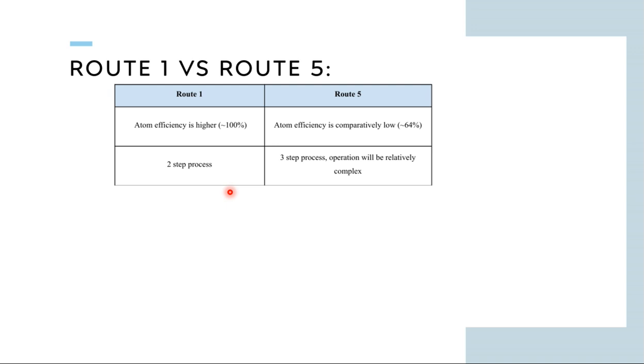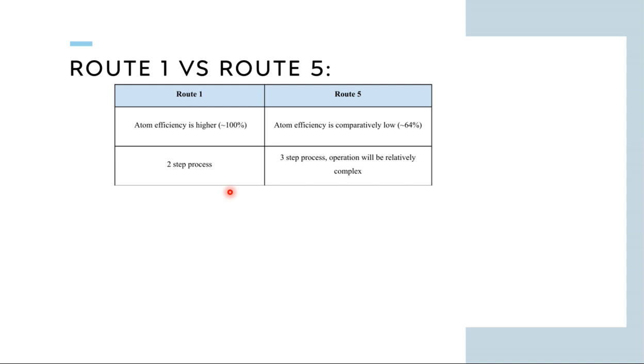We know atom efficiency is comparatively low, that is 64%. This is a two-step process. This is a three-step process. Operation will be relatively complex. When there is a one-step process, what will happen? You will have one reactor mostly, and you will dump all your raw material there. They will react and produce.